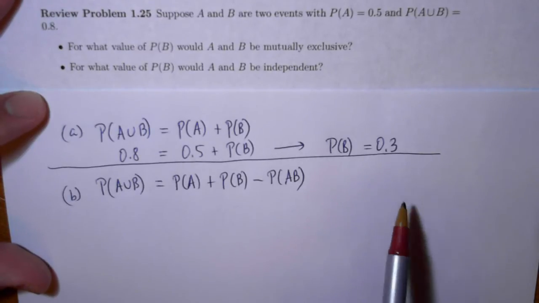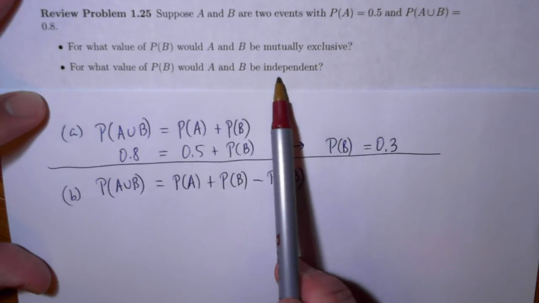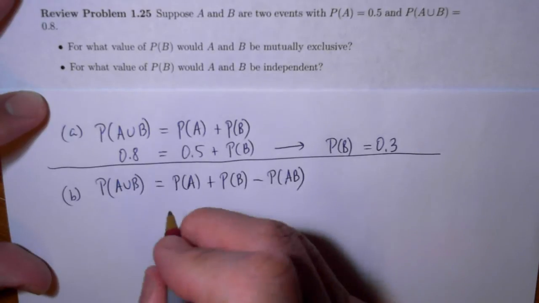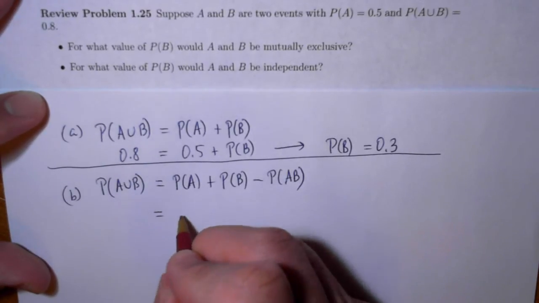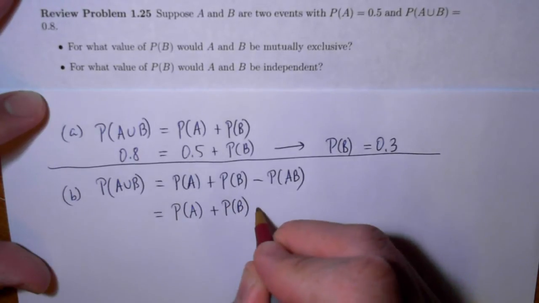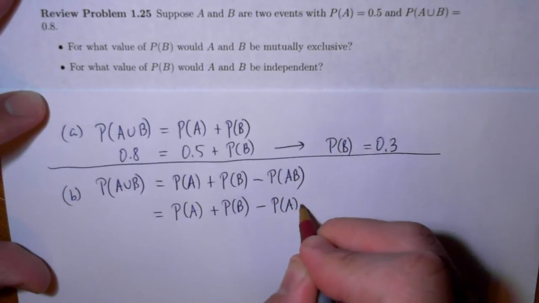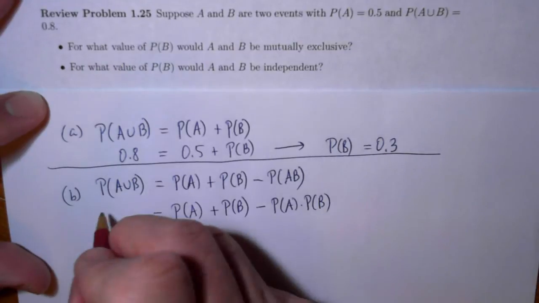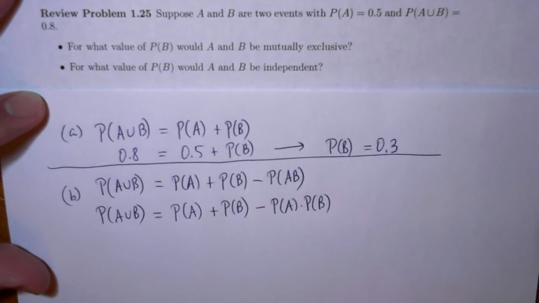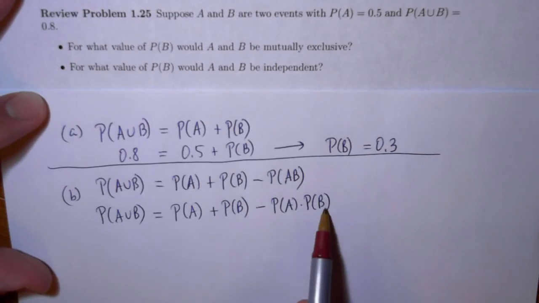Now, of course, in the problem there is some extra information. A and B are independent events. If they were not independent, I could not do this next step, that the right-hand side is the probability of A plus the probability of B minus the probability of A times the probability of B. Now I can solve for the probability of B.